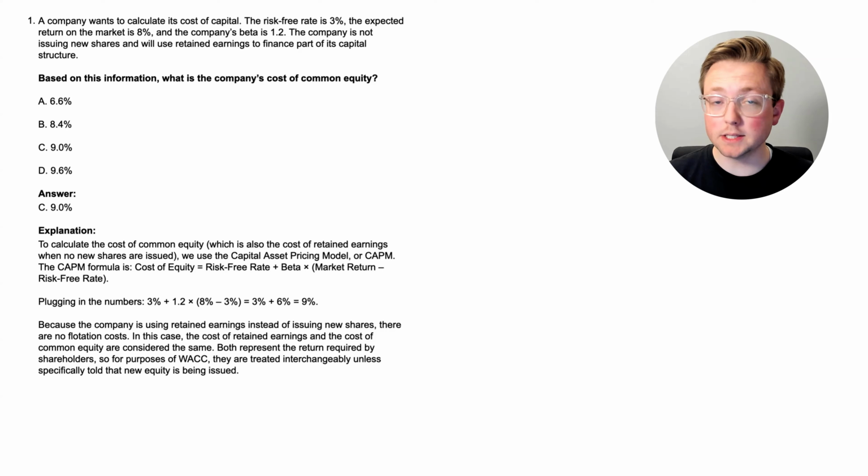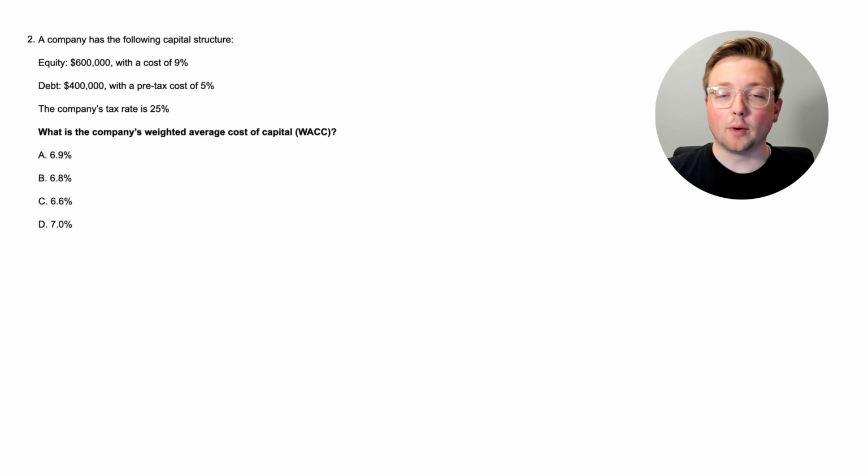Now, this is one piece of calculating the total cost of capital. Now let's go to the next question. All right, here we are at question 2. What is the company's weighted average cost of capital? Let's go up to the top. A company has the following capital structure: equity of $600,000 with a cost of 9%, debt of $400,000 with a pre-tax cost of 5%, and the company's tax rate is 25%. So what is the weighted average cost of capital?